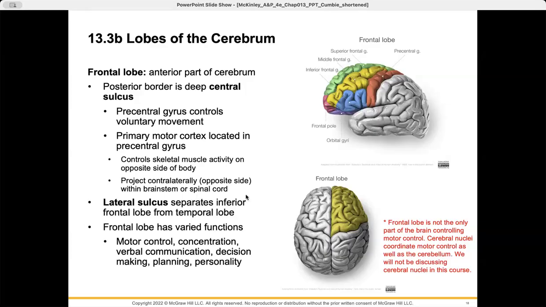We also have a lateral sulcus, as you can see right here. Your lateral sulcus is going to separate your frontal lobe from your temporal lobe, and we're going to see what the temporal lobe has to offer. But there's a lot of functionality here that we're going to see: motor control, like we just mentioned, concentration, verbal communication, decision-making, planning, your personality, all existing in your frontal lobe.